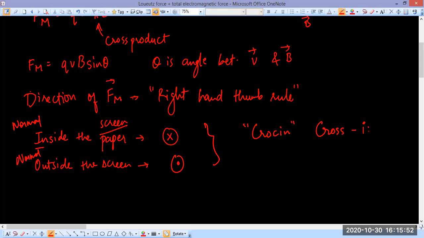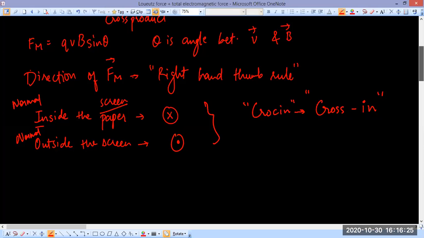This is a very dirty trick. Okay, all right then. Cross in advance nahi, only cross in is enough.